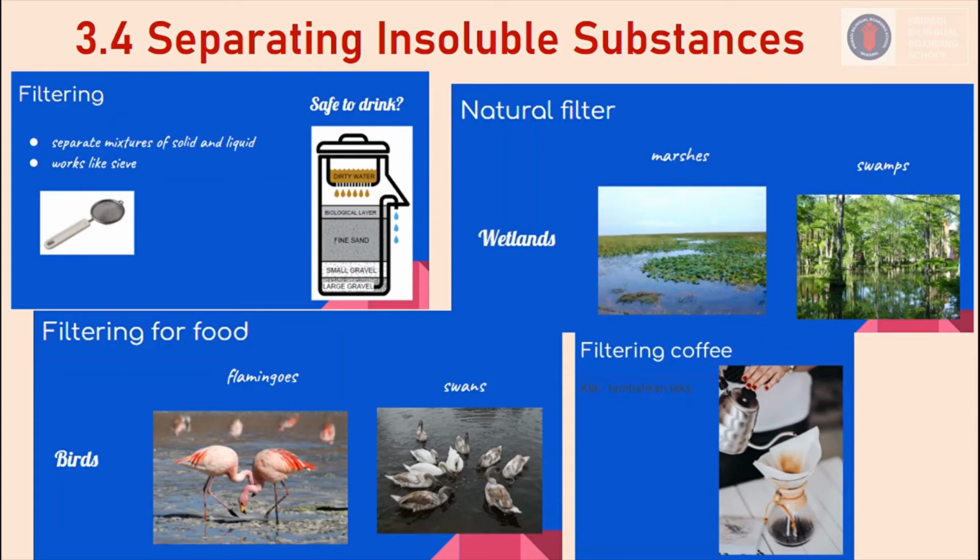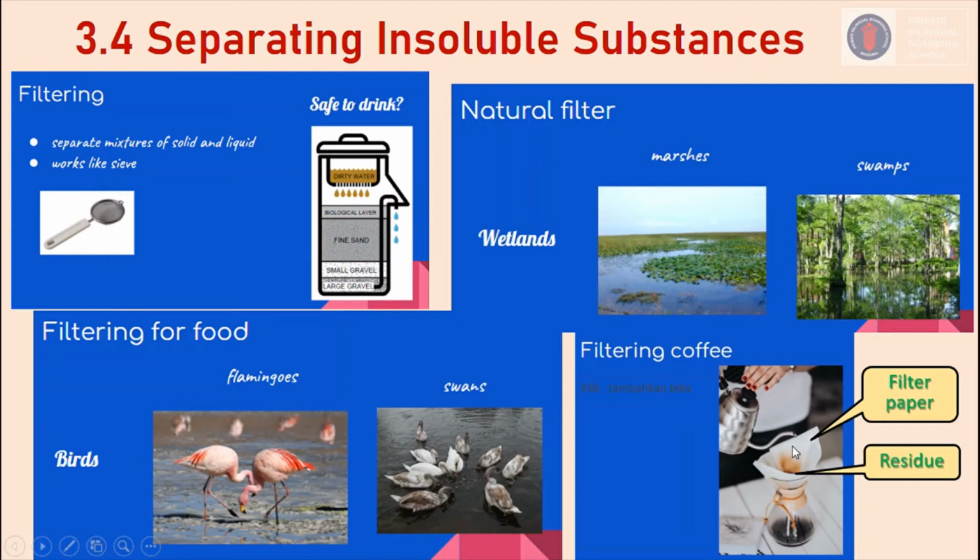While filtering coffee, there are some tools that you need, like filter paper here, and also a container for the liquid. The substance that is left inside the filter paper, we call the residue. This is the residue that is trapped and cannot pass, while the substance that can pass through the filter paper, we call the filtrate.